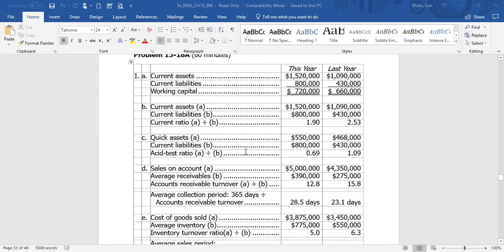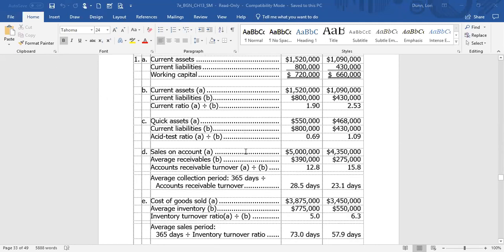The next calculation is inventory turnover. So the accounts receivable, Part D, tells us how well we manage our accounts receivables. And obviously, we're having some issues there. This tells us how well we're managing our inventory.